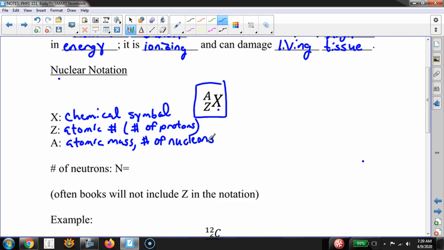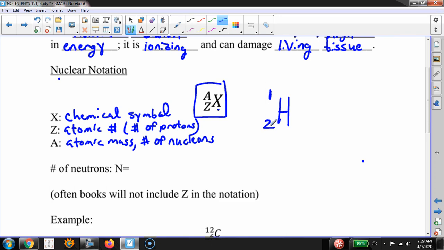So if I were to write this symbol for hydrogen, I would say that it has an atomic number of 1. H is the chemical symbol, and then it has an atomic mass of 2. It has 2 nucleons, 1 proton and 1 neutron.